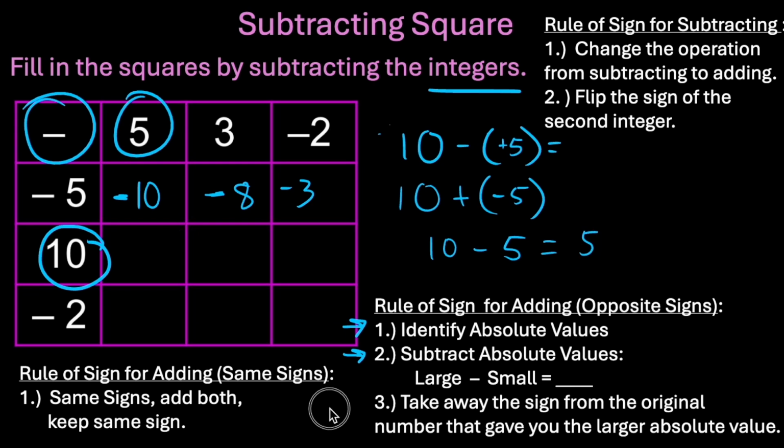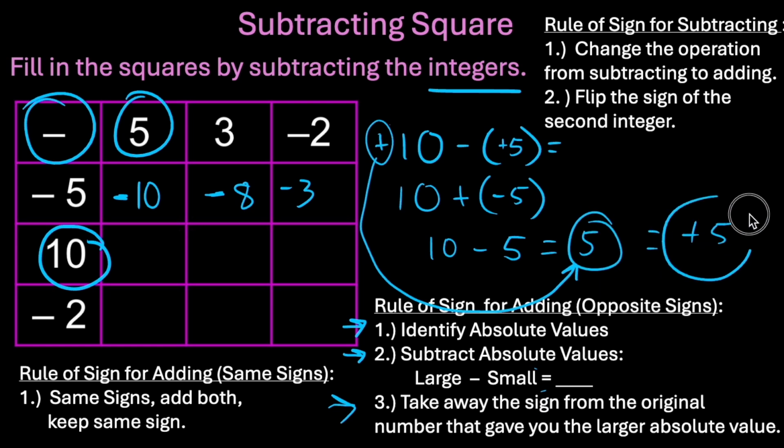And then the last step is to take the sign from the original number that gave you the larger absolute value. So 10 is bigger than 5, so we take that invisible positive sign right next to the 10 and give it to the 5. And that's the answer, +5. Or we can just write 5. Easy. All right.